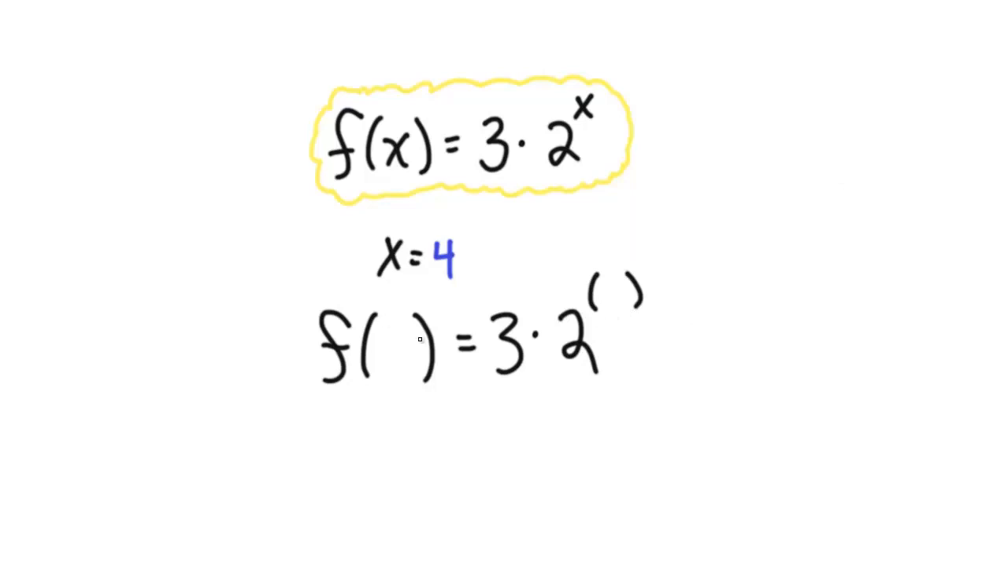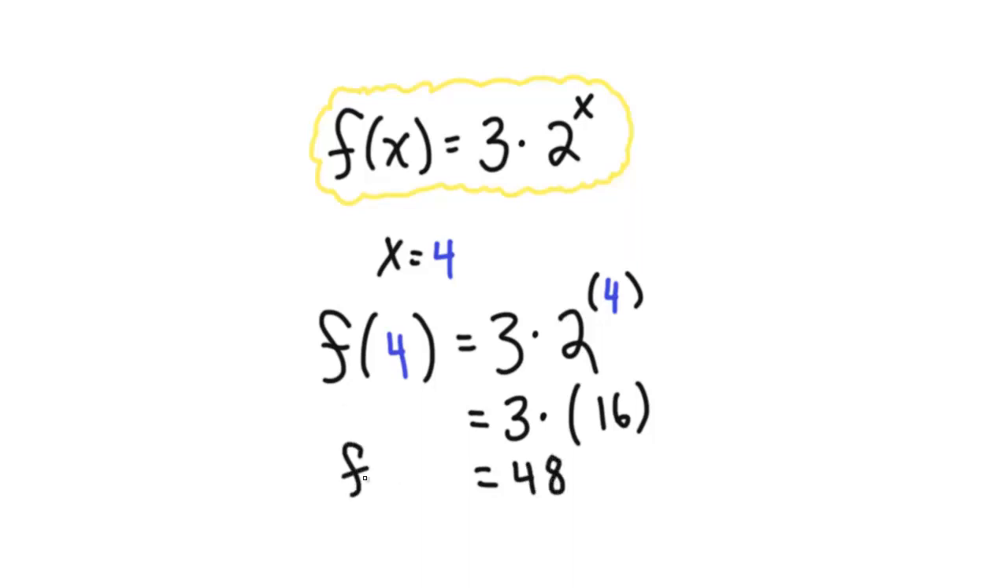Right? So now we'll plug in the 4 for x, and if you look at the right hand side, we'll replace this x here with 4 as well. Right? So now we can evaluate this exponential function. Right? So here again we have to follow PEMDAS. So 2 to the 4th power is 16, so it'll be 3 times 16, and that equals 48. So f of 4 is equal to 48.